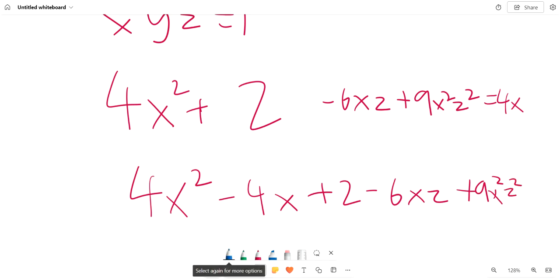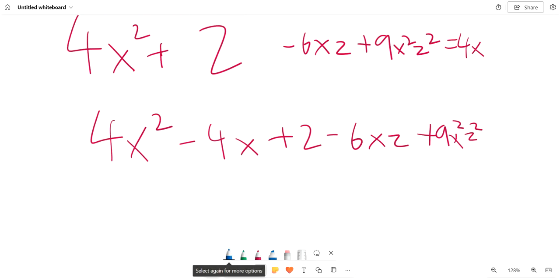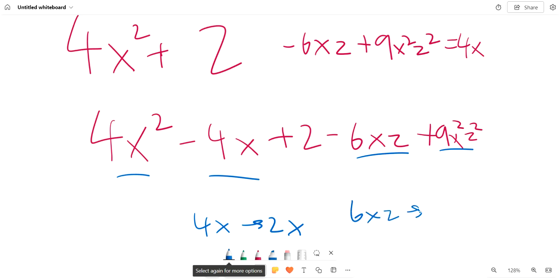And by here we can notice that this is basically a square of this if 4x was instead of 2x. And this would be a square of this if 6xz would equal 3xz. So that gives us the idea of completing the square.